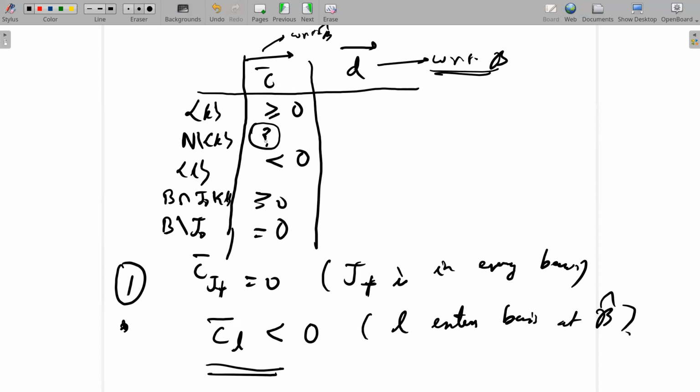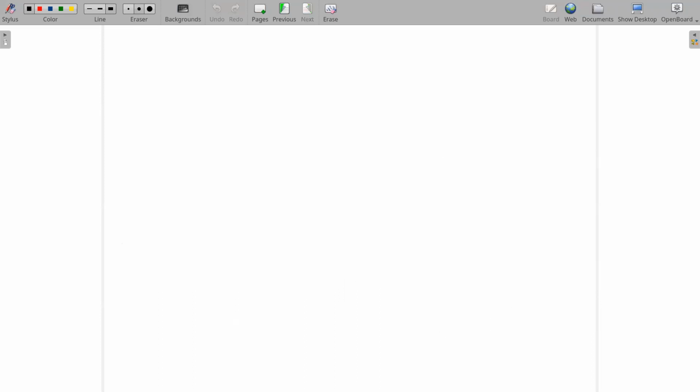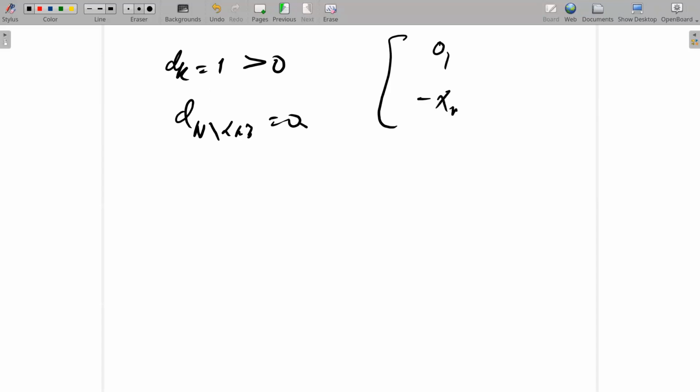Now I have to fill in the entries for D, and then I'll take the inner product to bring out the contradiction. Now dk is equal to 1, bigger than 0, and dn minus k is equal to 0. Remember, it was looking something like 0, 1 minus xk, with one part corresponding to n minus k, one to k, and one to b. So these two parts are easy to check. Let me fill in these entries.